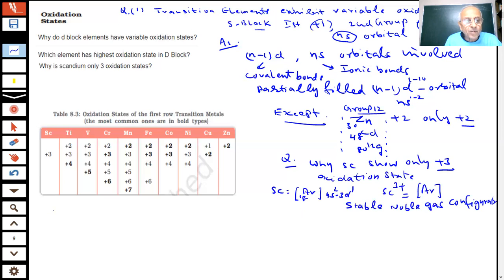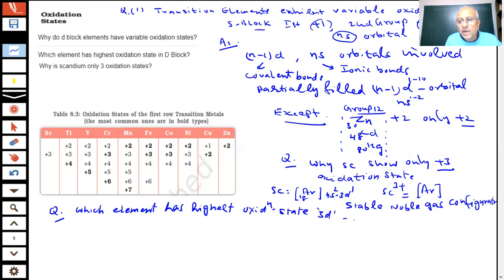Next question on the screen, students. Which element has the highest oxidation state in the 3d series? The answer is manganese.